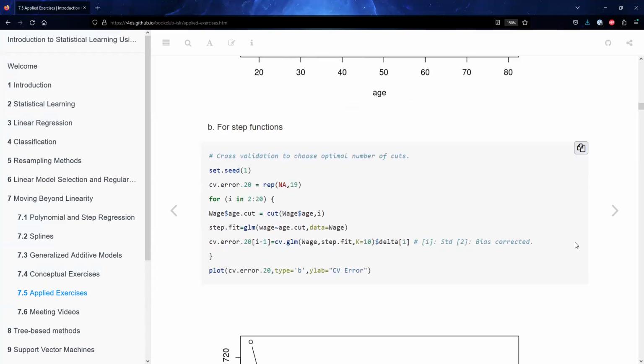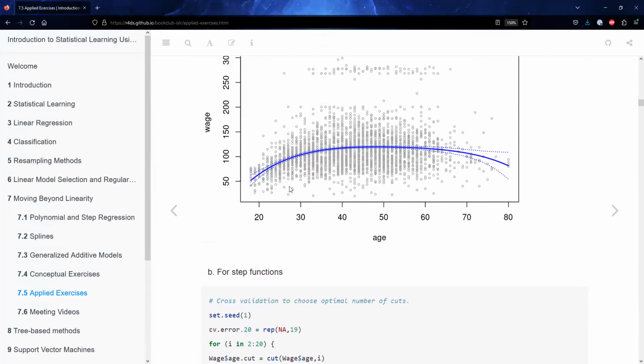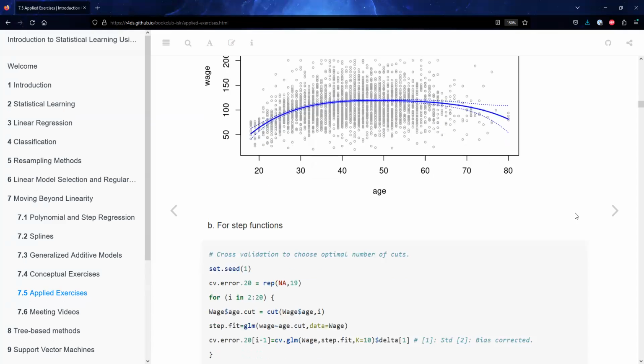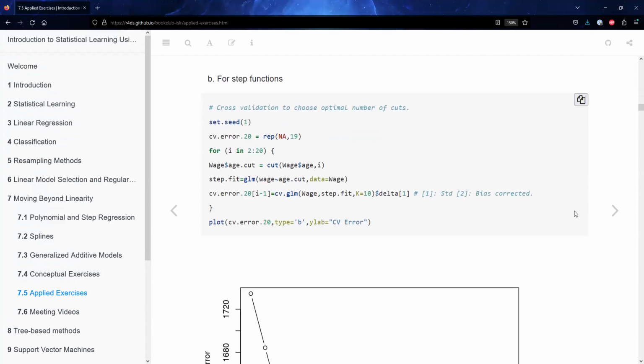In part B, let's try to consider some step functions. Perhaps in the data, there are certain reasons why there might be some change in the scenario as far as money making or wage earning. The person in the GitHub repo ran cross-validation error with various numbers of cuts. So say if we break this up into piecewise functions, how many cuts should we make? We could use cross-validation to try to help us find that out.